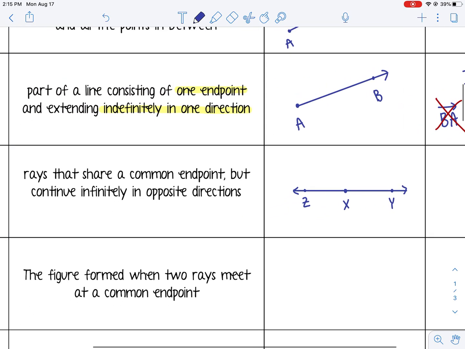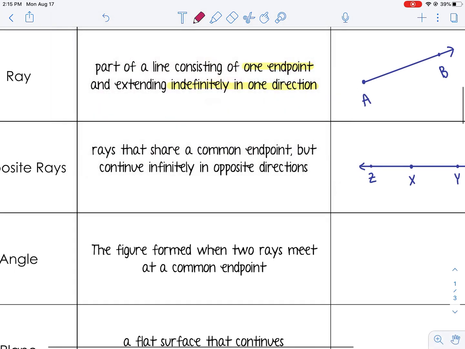And people always say, it looks like a line. It does. They're just going in opposite directions. Looks like a line. Cannot type. There we go.